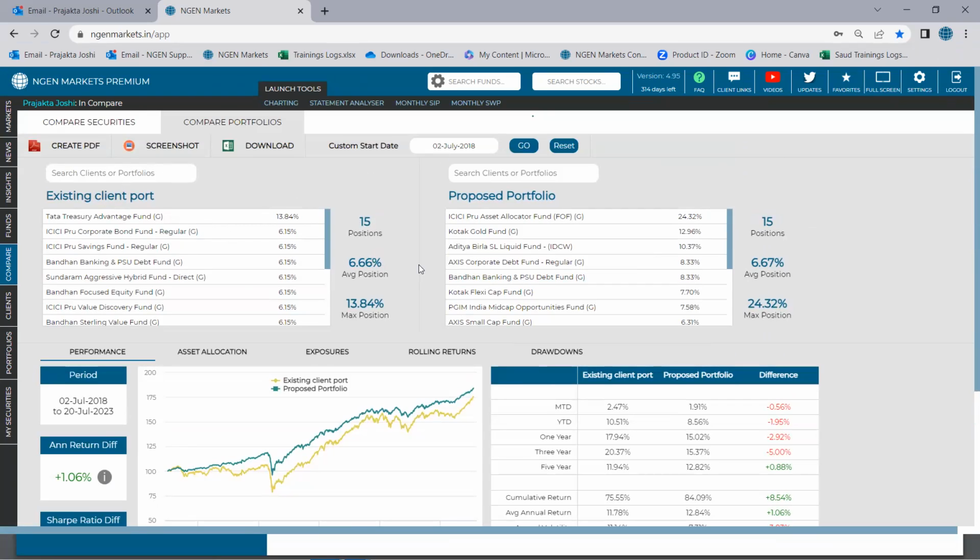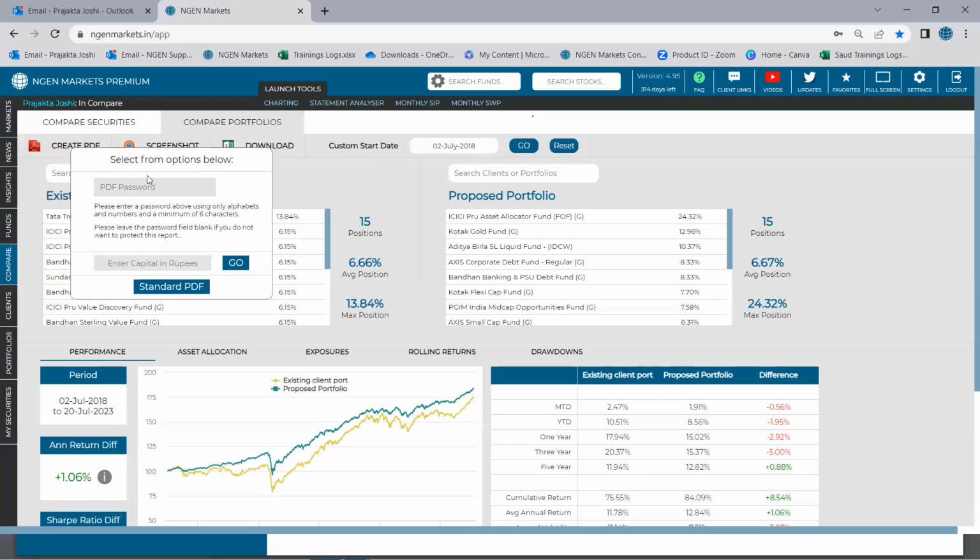Okay, this analysis is what you've done, but ultimately, how will you present this to the client? How will you pick up checks from the client? For that, you will have to present this in the form of an actionable proposal. So for that, we have given you a create PDF option. When you click on create PDF, this small window will open up, and there are two options. The first is creating a standard PDF.